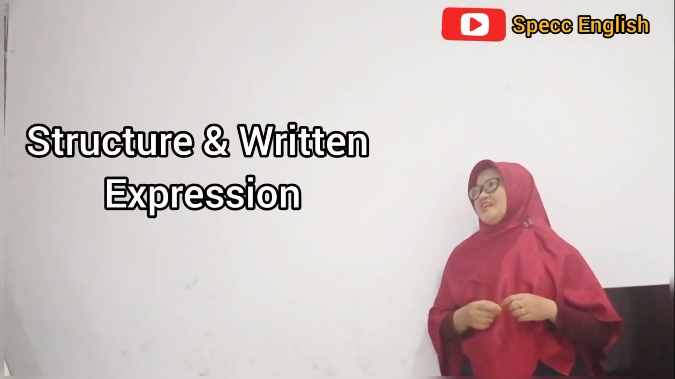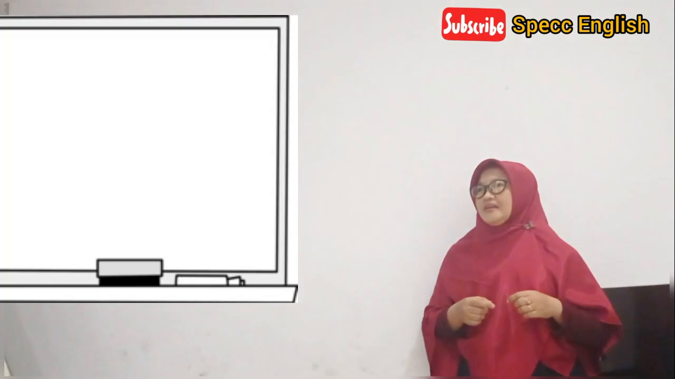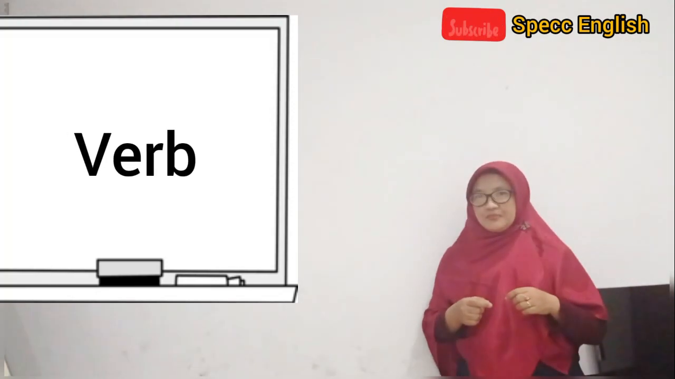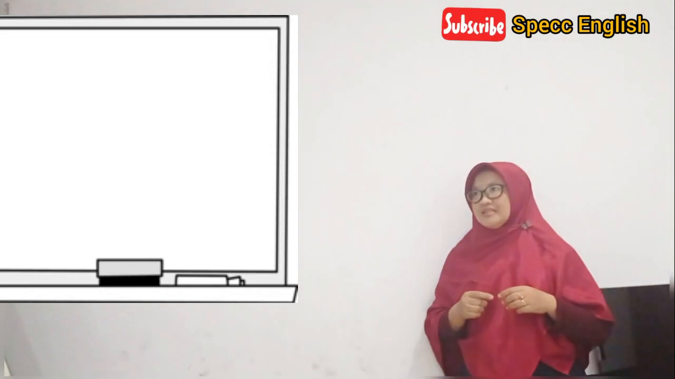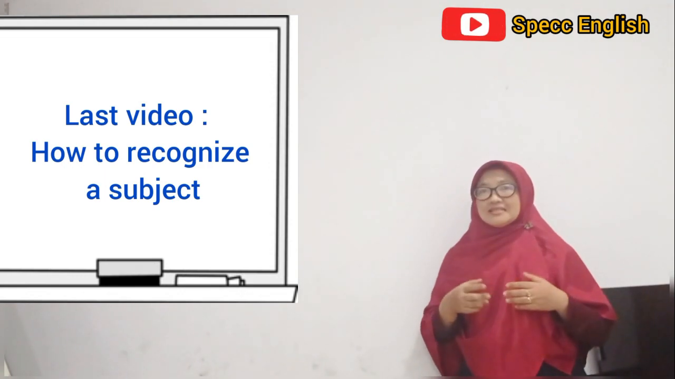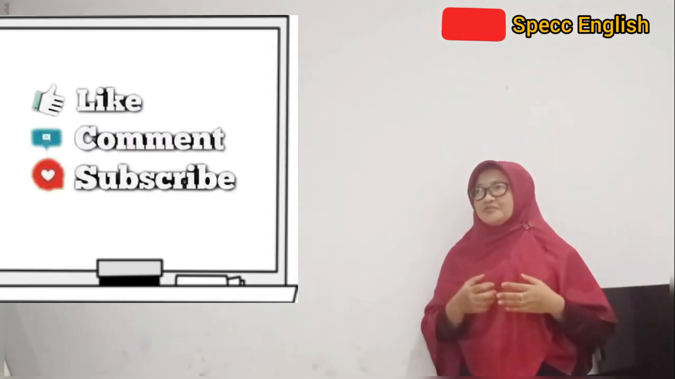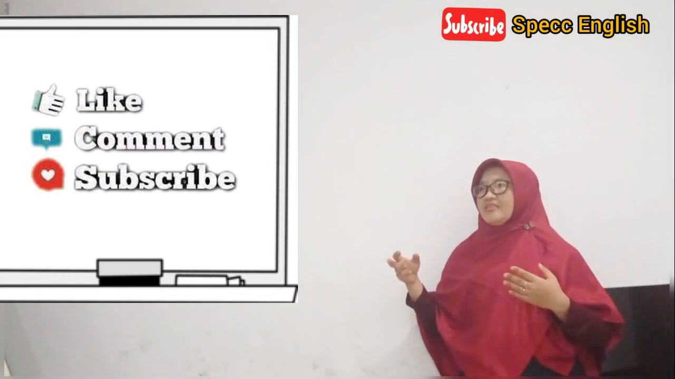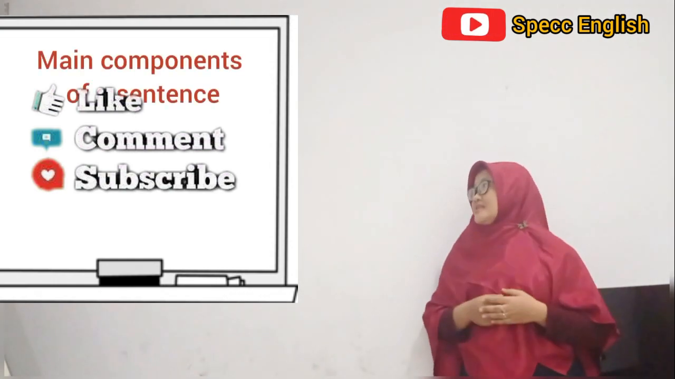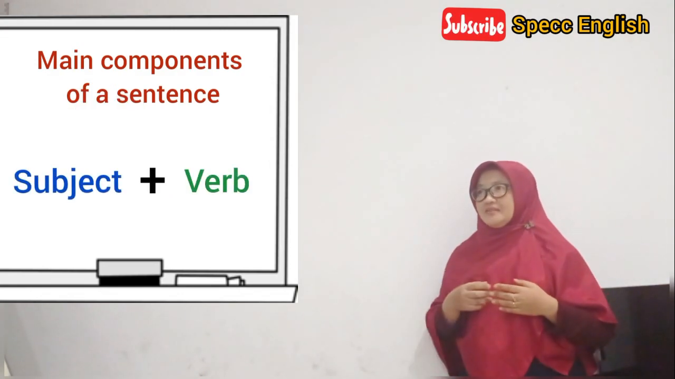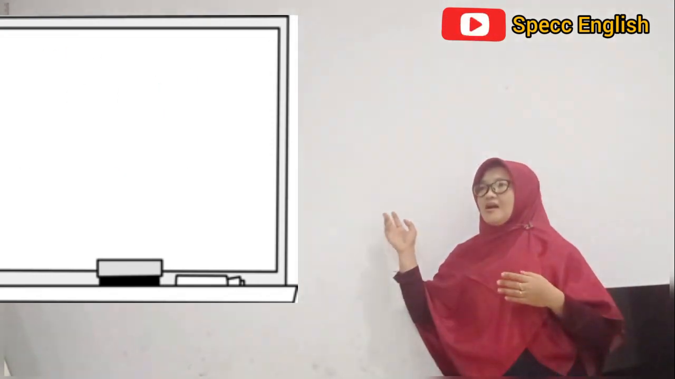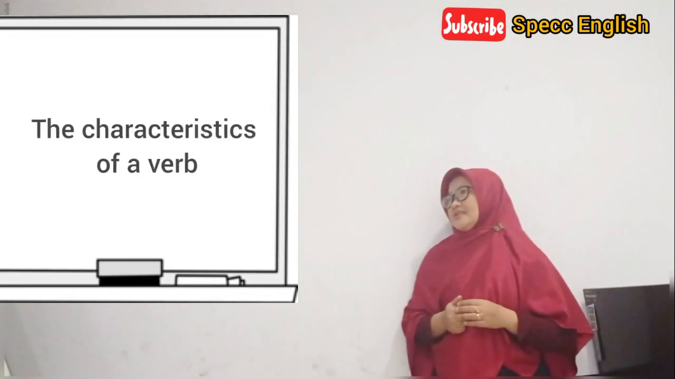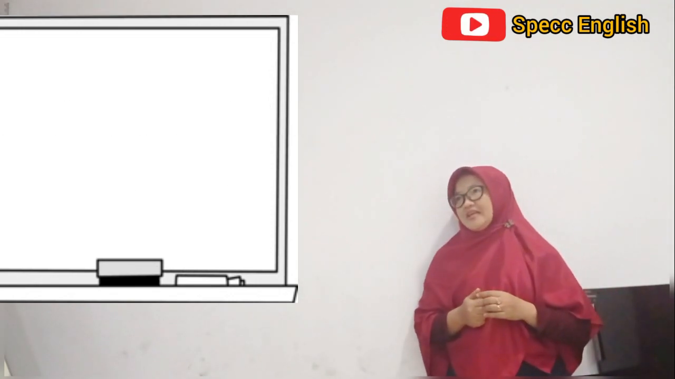And today we are still on part 2, structure and written expressions, and we are going to focus on the verb. How to recognize a verb. In the last video we have already learned how to recognize a subject. Why do we have to know the subject and the verb of a sentence? Because the subject and the verb of a sentence are the main components of a sentence. Okay? Alright, now what is the characteristic of a verb or a predicate of a sentence?